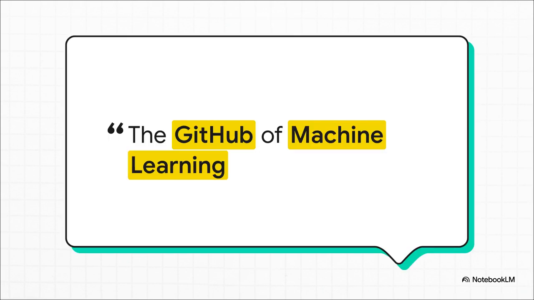You're going to hear Hugging Face called the GitHub of machine learning all the time. And honestly, it is the perfect analogy. It's the central place where this entire community comes together to share code, models, and data, to literally build on top of each other's breakthroughs. It's the beating heart of the open source AI revolution.